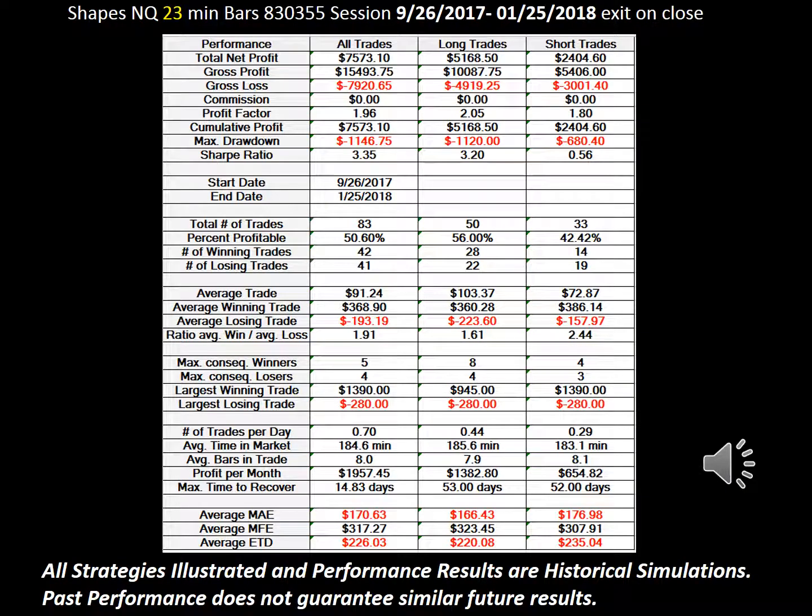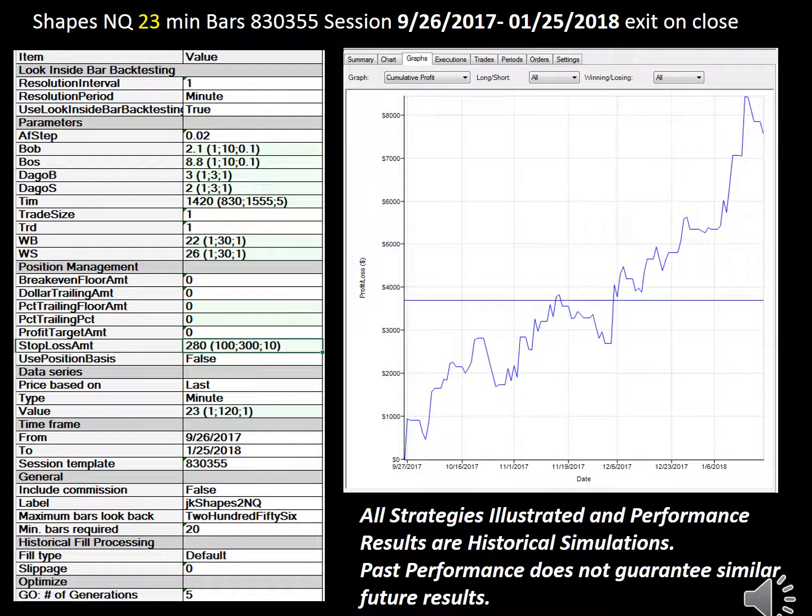All right, here's shapes on the mini NASDAQ. This shows a 23-minute bar making $7,500, 83 trades in the time, about half of them right. The interesting thing again is finding that interesting increment, the 23-minute bar to trade. Well, here are the inputs and the equity curve for the mini NASDAQ, showing a session of 833.55, which is what I use there, and then all the inputs.